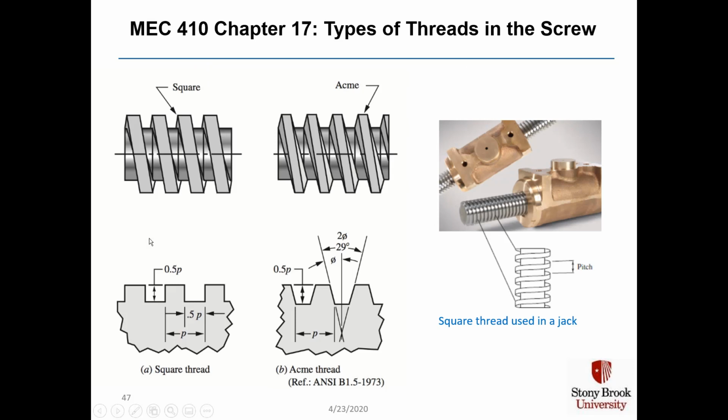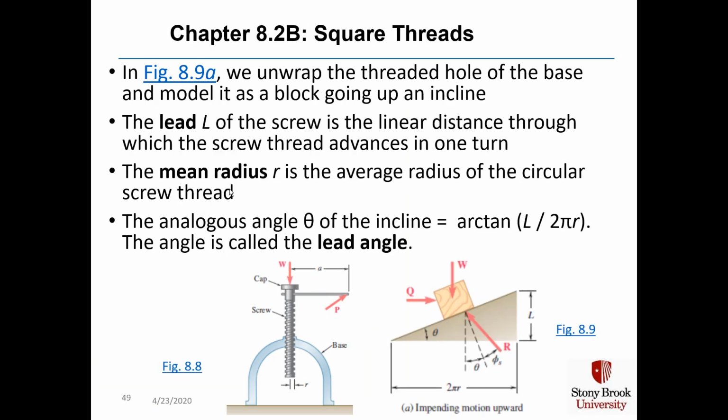If you're inside the screw thread, it won't be this outside radius, and it won't be this inside radius. It would be half the distance between the two, which is roughly where I'm drawing my mouse. The analogous angle theta of the incline, here's theta, is equal to the arctangent of L over 2 pi r. And that angle theta is called the lead angle.